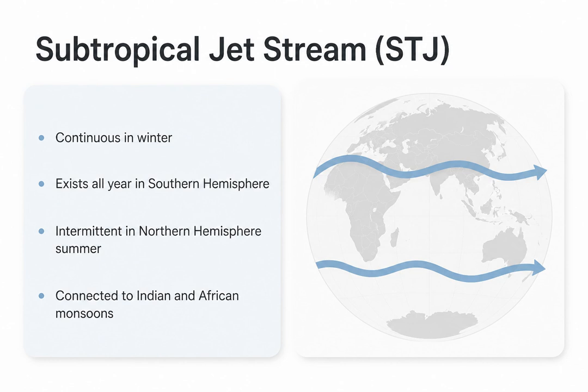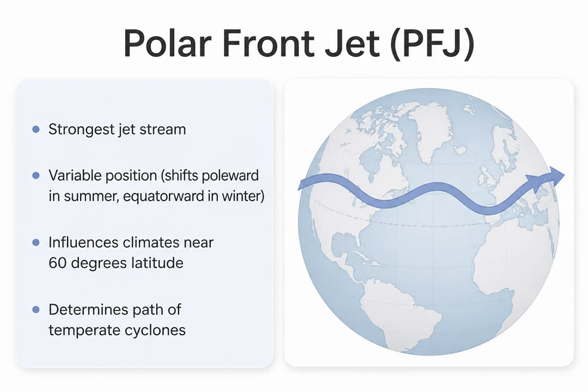The STJ is highly significant because it is closely connected to the behavior of the Indian and African summer monsoons. The polar front jet, or PFJ, is the strongest of the jet streams, though its position is highly variable. In the summer, it shifts toward the poles, and in the winter, it moves toward the equator, becoming very strong and continuous. It plays a massive role in shaping the climate of regions around 60 degrees latitude and dictates the path, speed, and intensity of temperate cyclones.